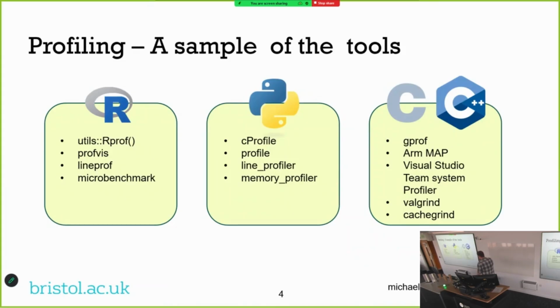And so there are a handful of tools that you can use for profiling. I've thrown up a selection of them here in R, Python, and C++. I have not used all of them. I have used at least one in each of these. And this is not an exhaustive list. There are probably nearly 100 profilers, and the Wikipedia page for it is full of ones that work on multiple languages as well.